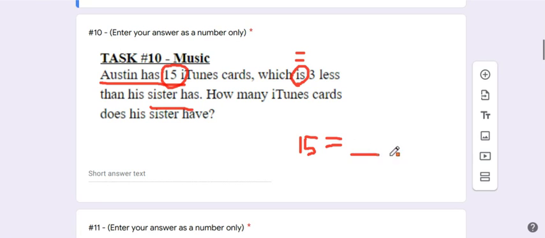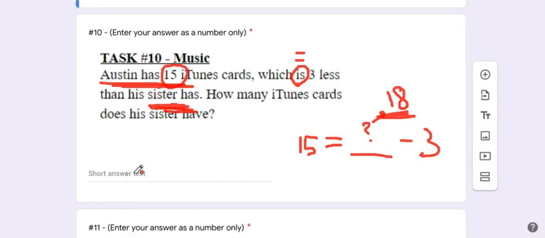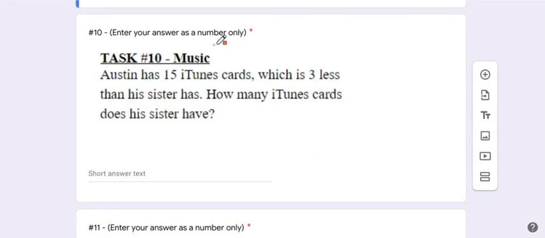So let's say his sister has some number, and Austin has three less than that, which of course would be 15. So what number can I subtract 3 from to get 15? And you may be saying that would be 18, right? And that's right. If Austin has 15, and that's 3 less than his sister has, then his sister must have 18. So that's what you're going to put in here, 18. Enter your answer as a number only.